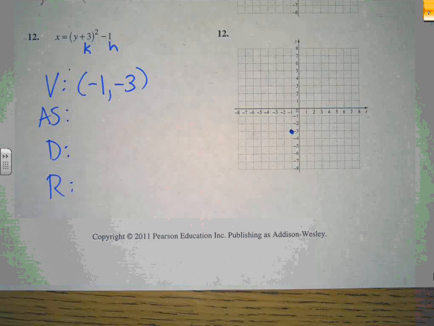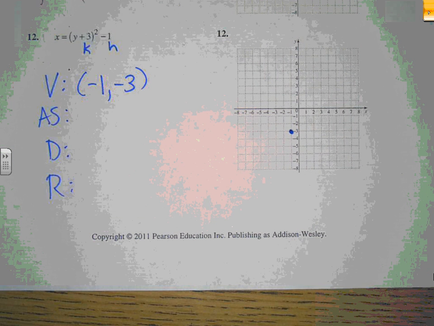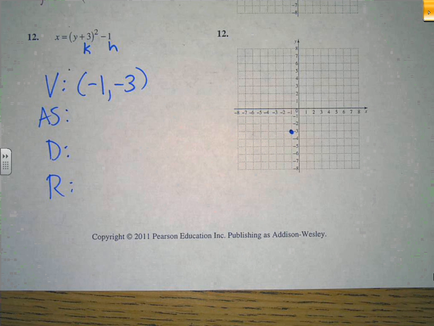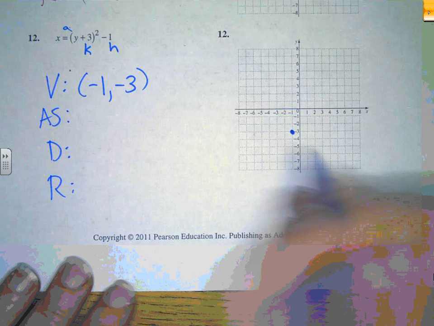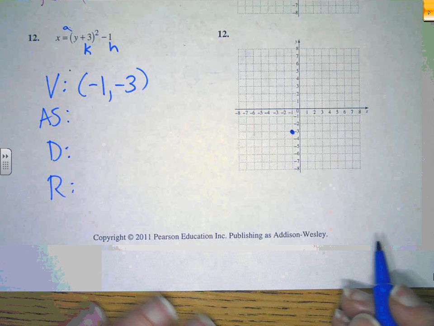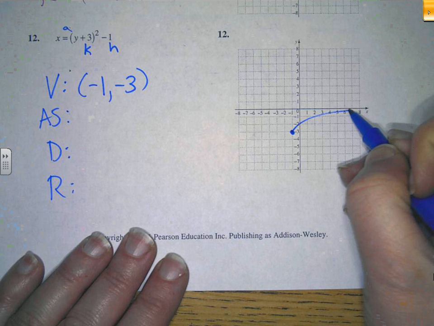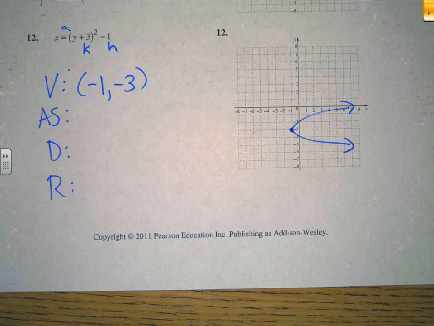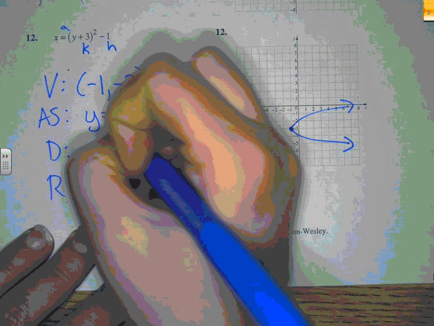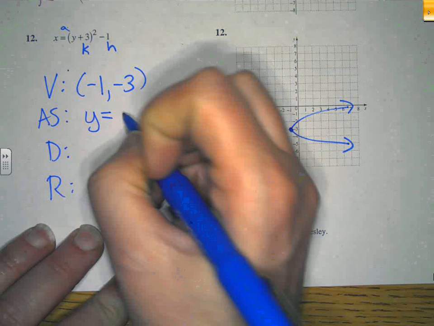And then do you remember how do you figure out which way it's going? Which way it's pointing? The A that's outside. The A is, in this case, positive, so which way does it go, left or right? Right. When it's horizontal, the axis of symmetry is y equals whatever the y is, so y equals -3.